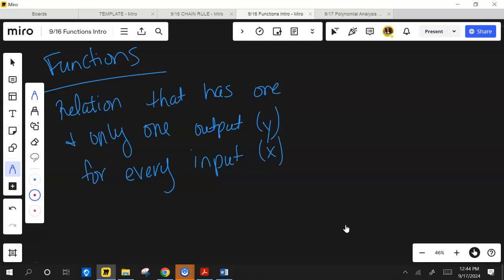Four scenarios. Ready? A relation that has one and only one output for every input.